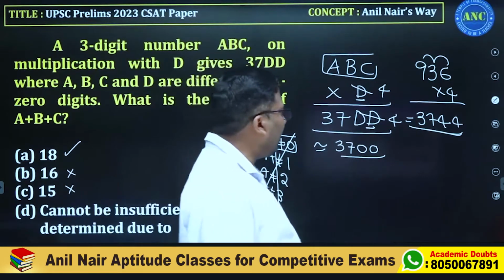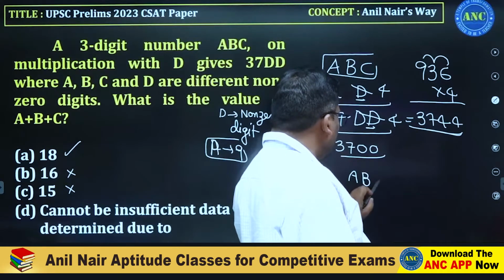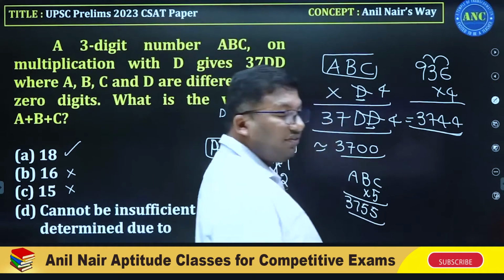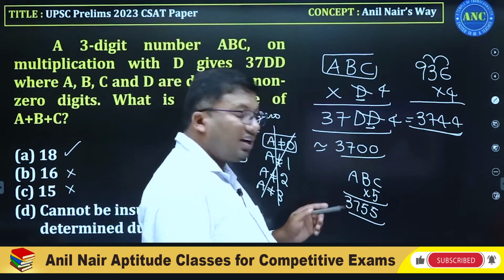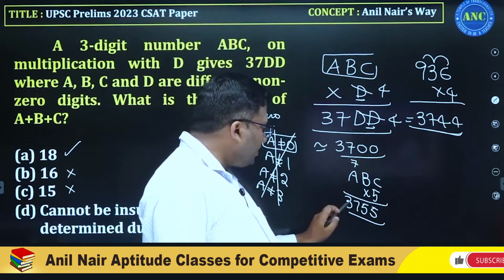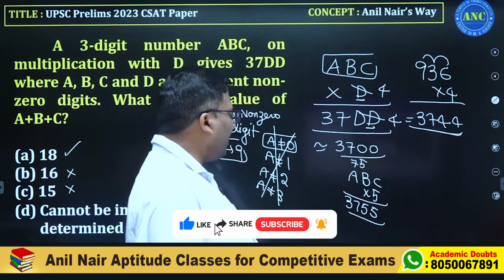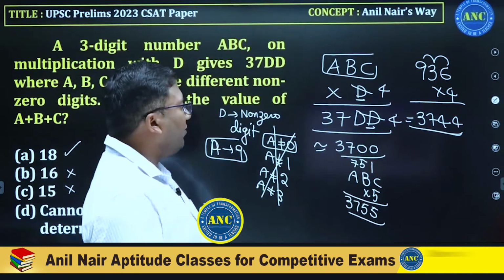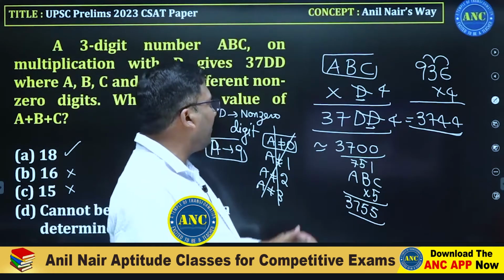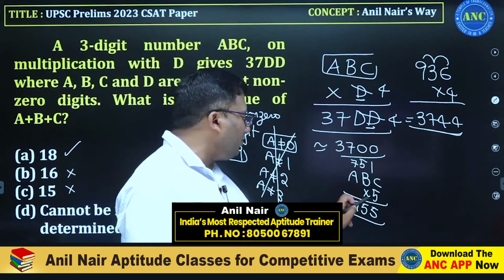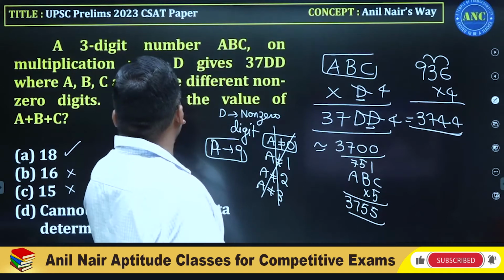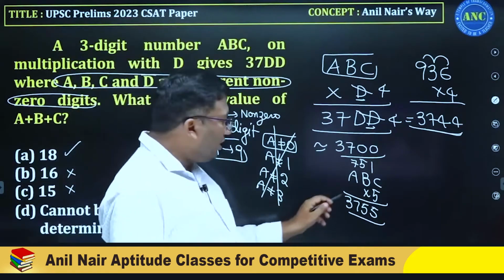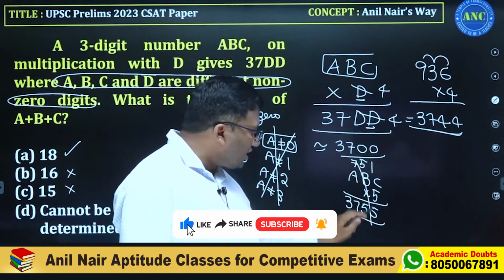Sir, what if I take D as 5? ABC into 5 is 3755. Dividing it, 5 7s are 35, 5 5s are 25, giving 751 into 5. It is clearly mentioned that A, B, C, D are different non-zero digits. If I take 5 here, here also I am getting 5. So this case is not possible.